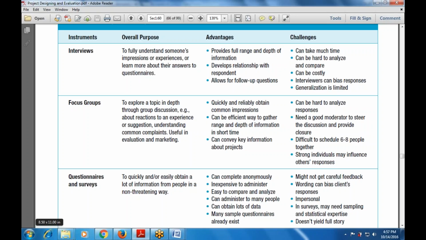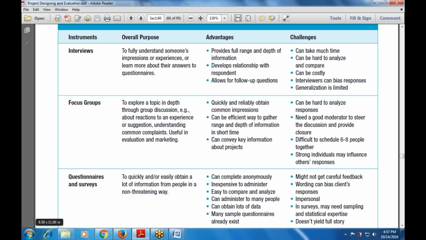Then it is very inexpensive to administer, because one time we have prepared the questionnaire, then you take the printout, you take the photocopy, the xerox of it. That is very inexpensive to use. Then easy to compare and analyze. It is very easy to compare and analyze the material, that is the questionnaires.